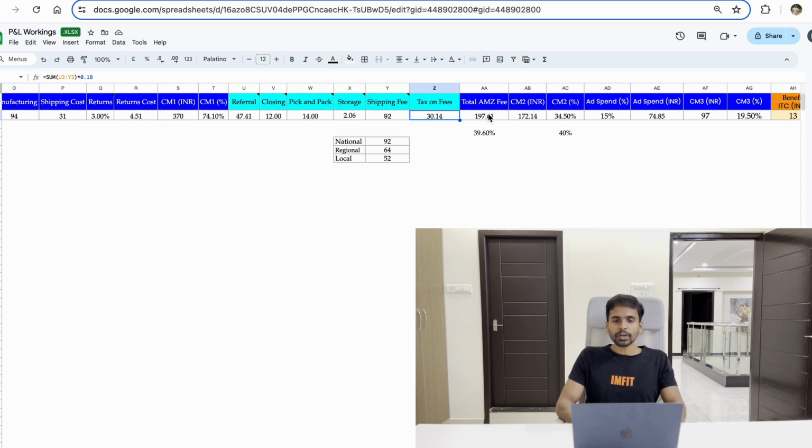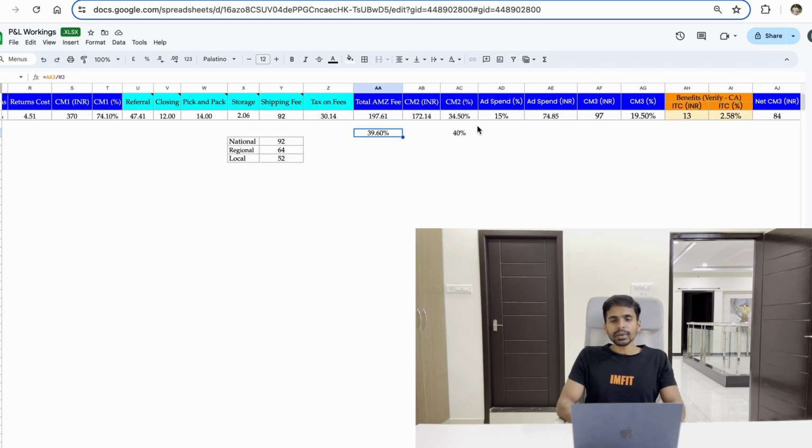Now if you see here, my total Amazon fee is around 197.61 rupees, which is equivalent to 39.6% of my sale price. Now here is the thing, for a healthy product, we want this number to be between 25 to 35%. In this example, I'm paying as much as 40% to Amazon.